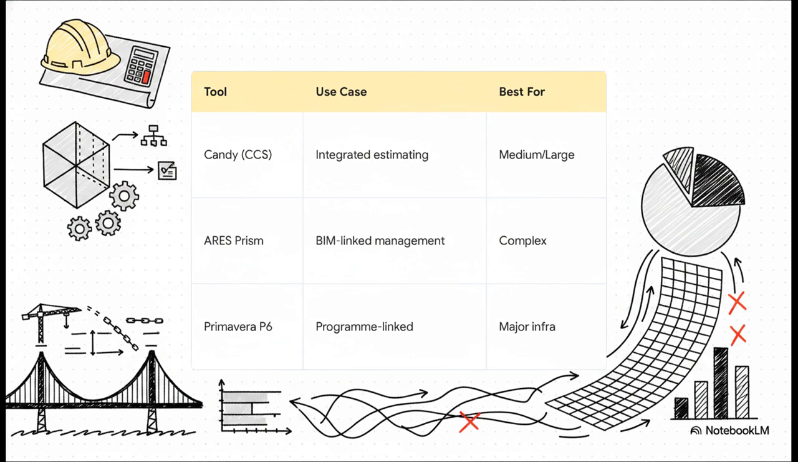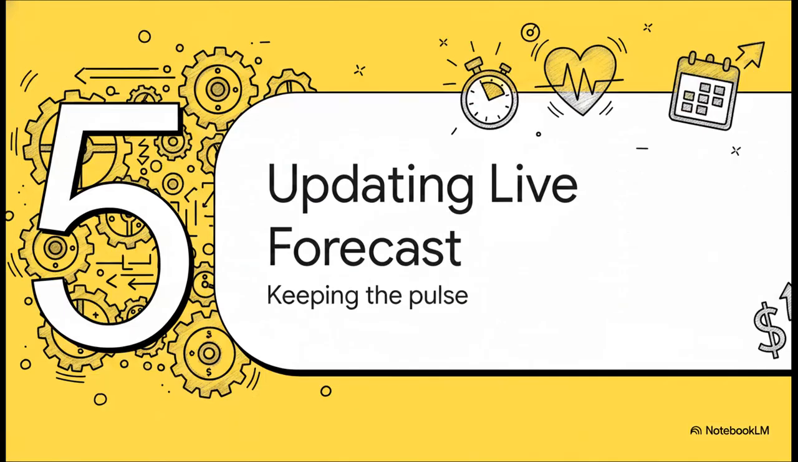The real takeaway here is that as your data sets get massive and super complex, integrated software scales to link your schedule directly to your resources and costs. It completely eliminates those massive, terrifying manual errors you'd inevitably get trying to run a mega project off a basic spreadsheet. Section 5. Updating the live forecast.